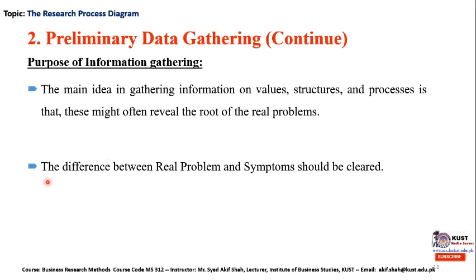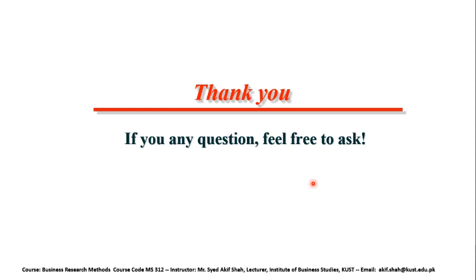The second objective or purpose of information gathering is to find out the difference between real problem and symptoms, which should be cleared. These two topics will further be highlighted in the next few steps of this research process. This was all about the initial two steps of the research process, that is, to know about the broad problem area and getting the preliminary information with the help of interviewing the employees and knowing about the structure and behavior of the employees.